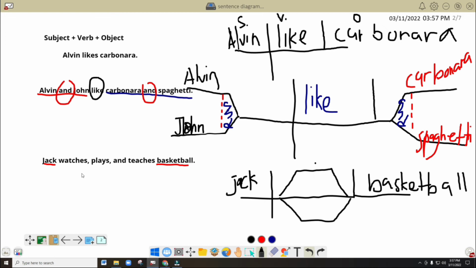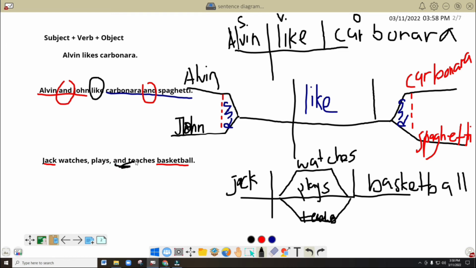So now we are going to write the word watches here. So let's just write it here. I wanted to shorten it, but I can't, for you to be able to see it clearly. We got plays here, and of course we have teaches. Okay, so that's teaches. The spelling is correct. It's just that I made it really, really small. Okay, that's an excuse. Anyways, how about the word and?